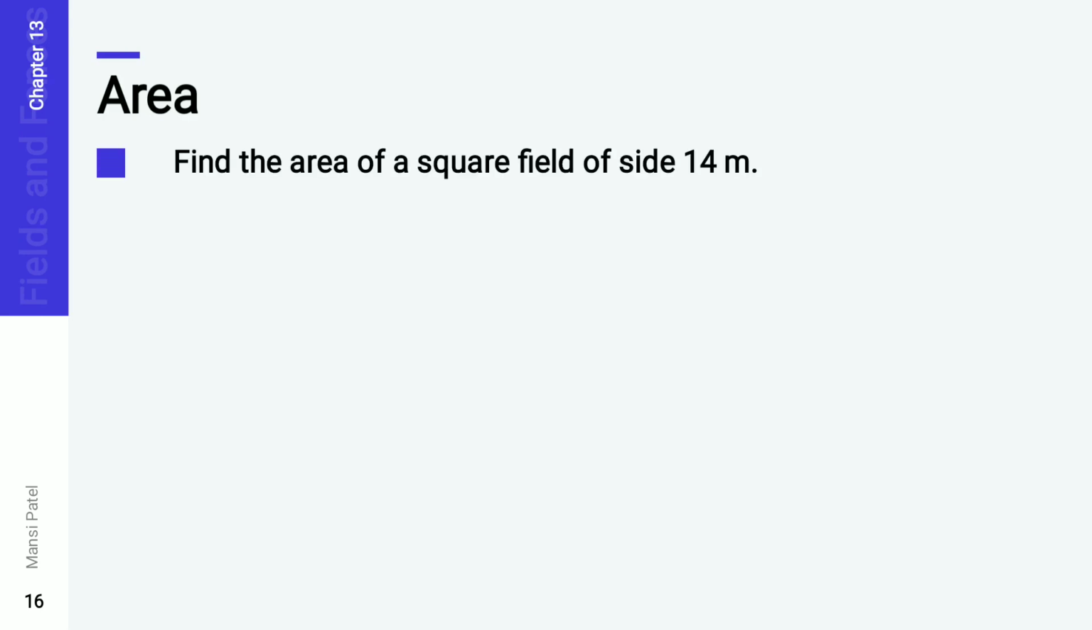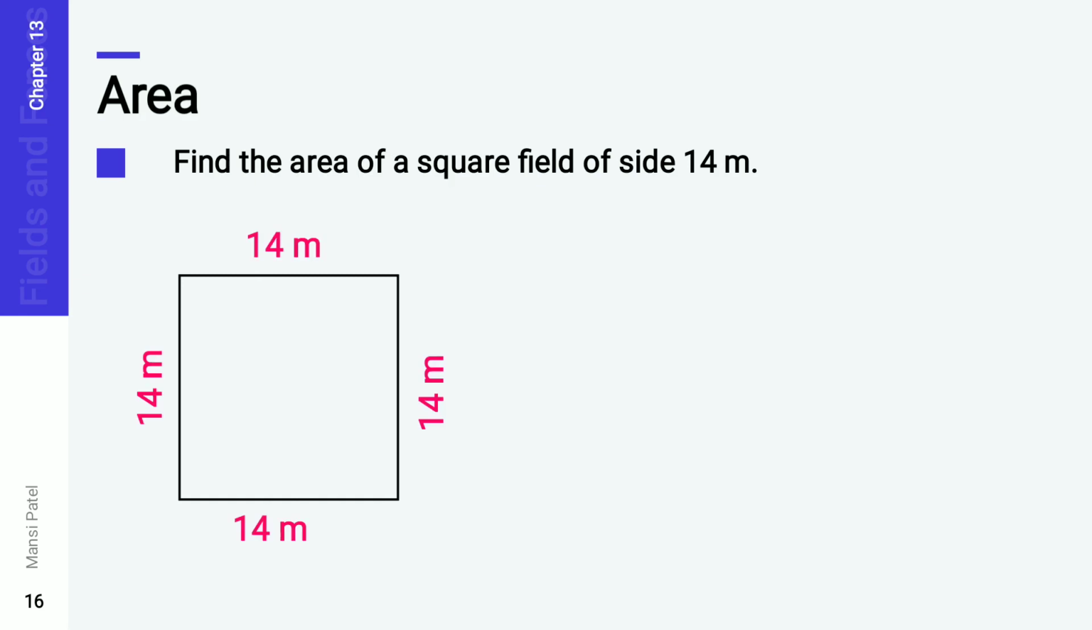Now let us see one another question. In this you have to find out the area of square field and the measurement of this square field is 14 meter. And as you know already, in a square, all the side of this shape is same. So first of all, you have to write down the formula to find out the area of square. So we can say that area of square is equal to side multiplied by side.